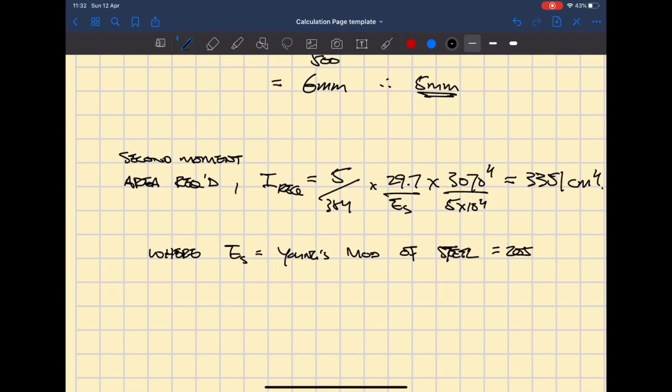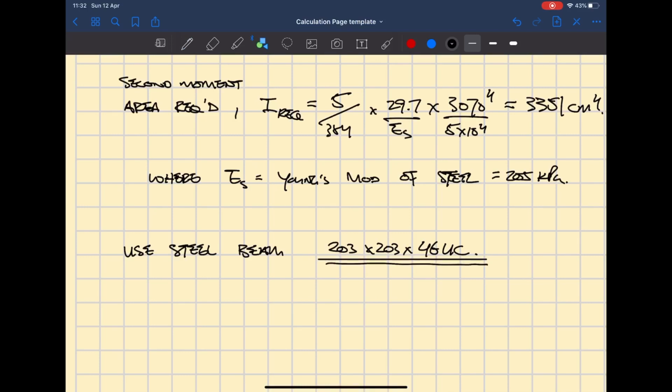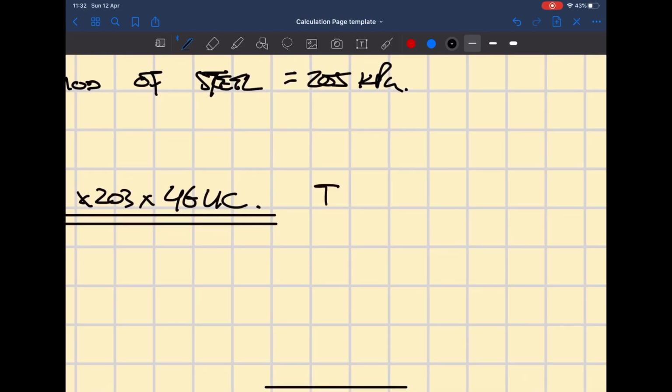The reason for this is because I select the beam from the Tata Steel Blue Book, which is a big book of beams which lists a whole lot of beam properties. I am choosing a 203 by 203 by 46 UC section, because the second moment of area is greater than my required value I just calculated. Also, the bending moment resistance is also greater than the design value I calculated earlier.